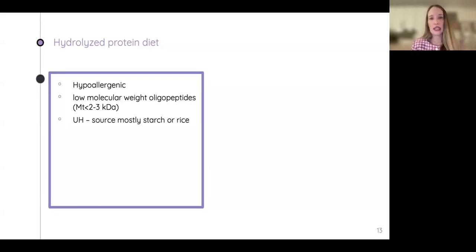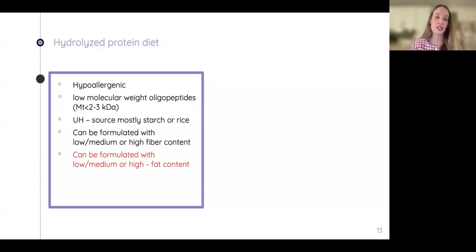Oftentimes, the manufacturer would add the carbohydrates in the form of starch, or sometimes it's going to be a whole carbohydrate like rice. And they can also be formulated with different levels of fiber and fat. Oftentimes, we see higher fat content in those diets, but sometimes the manufacturer can also formulate a low-fat hydrolyzed protein diet. They are easily digestible, but oftentimes we see problems in palatability. So this is something to keep in mind if you have a picky eater.